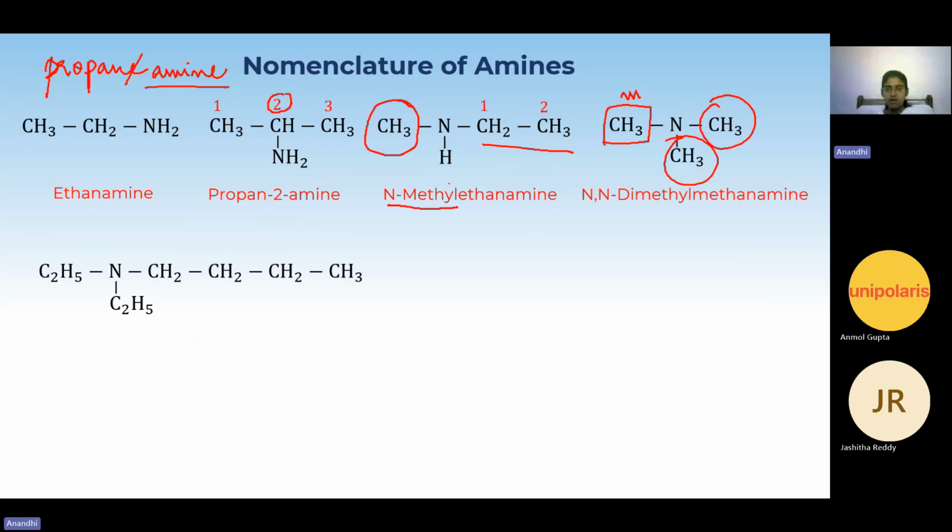Can you write? I have 3 substituents. 2 of them are ethyl and 1 is butyl. Which one will you take as the parent chain, ethyl or butyl? Butane. Yes, because it has more carbons. So the alkyl group with more carbons should be taken as the parent chain. Very good. Now you have to number, right? How will you number, from left to right or right to left?